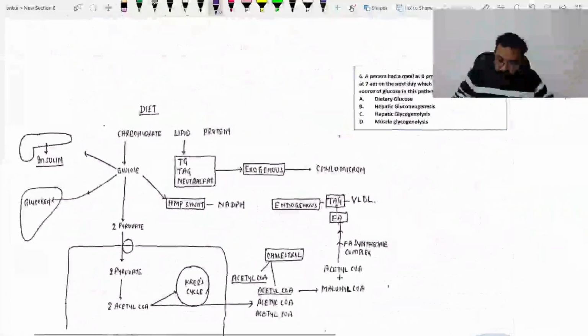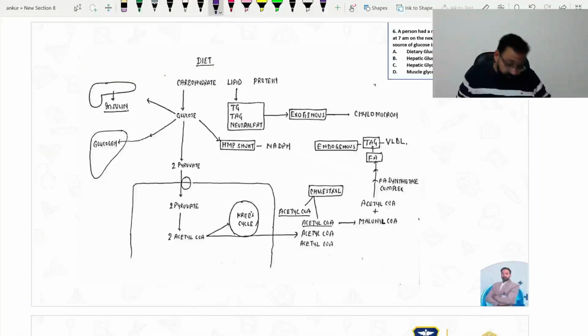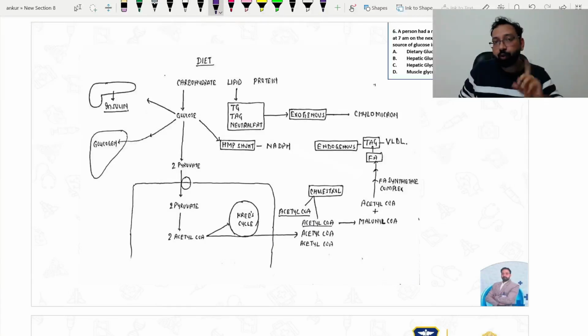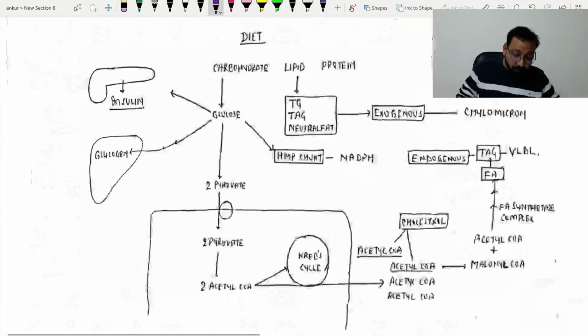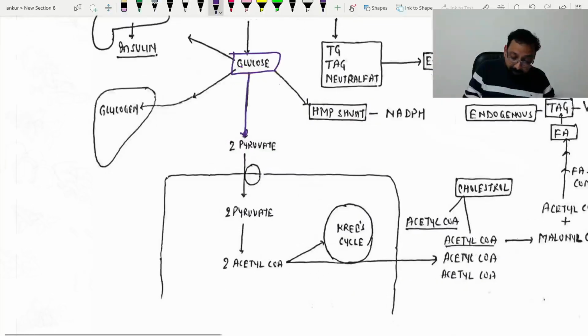Now, this is a very important flowchart. I have discussed it in my main class also. Now I am repeating it in a little bit faster way. Suppose whenever I take a diet, in my diet carbohydrate is there, lipid is there, protein is there. Carbohydrate is the main source of energy. Whenever I take carbohydrate, it has multiple functions. One function is to produce energy. Each and every cell that wants to produce energy will utilize glucose. So whenever you take food, this glucose will be used by cells by glycolysis.